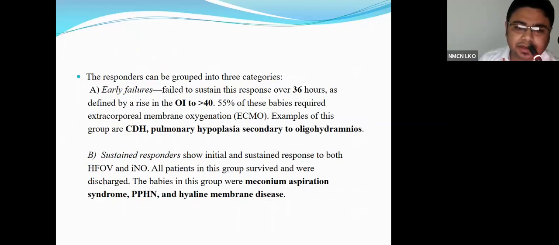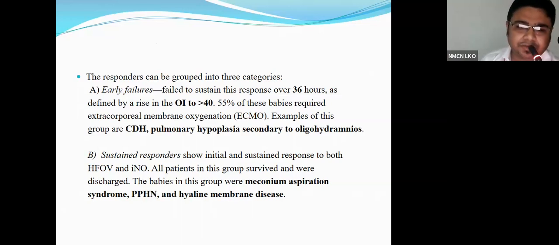So basically the responders were classified into three categories. One is early failure, then the second was sustained responders. Usually babies who have early failures are babies with CDH, pulmonary hypoplasia secondary to oligohydramnios. And in the sustained responder group, usually the babies had MAS, meconium aspiration syndrome, PPHN, and RDS.